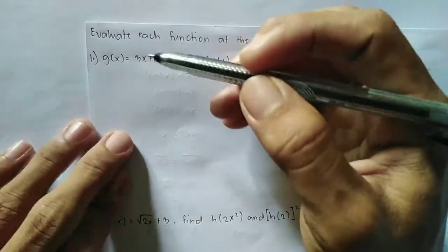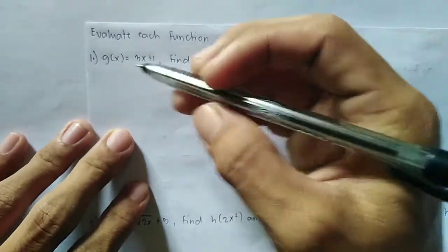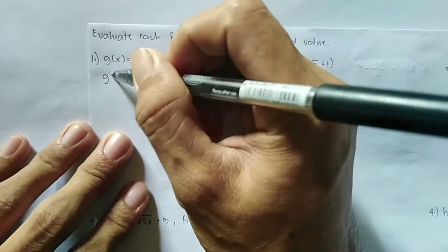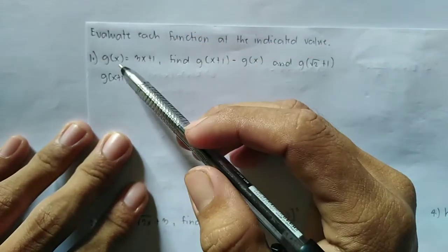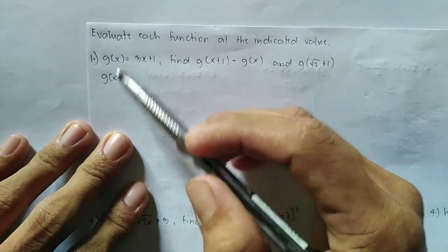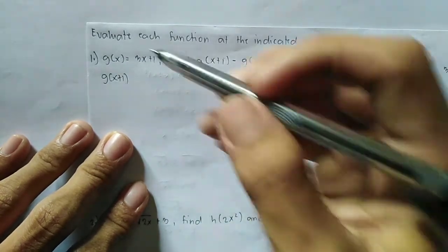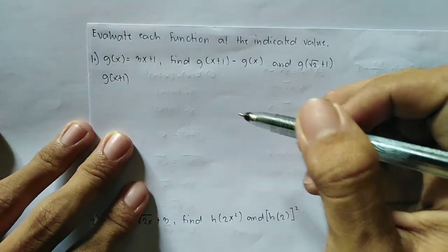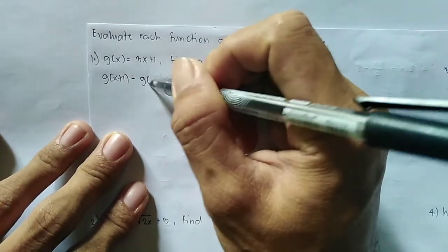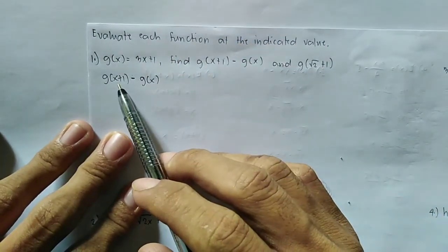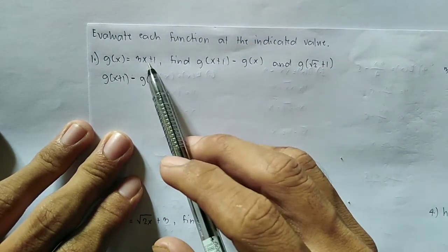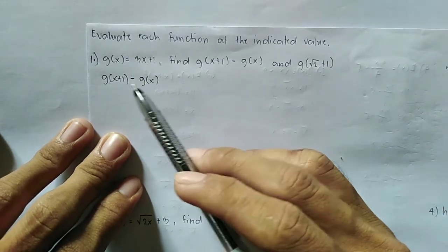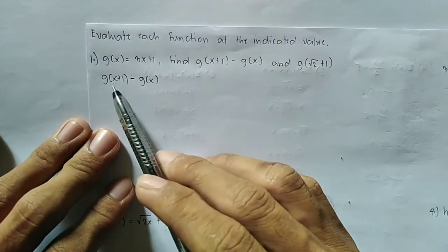So if we are going to write that, we will have g of x plus 1 using this function. So g of x plus 1, meaning to say we have to replace x in the given function with x plus 1. So we have minus g of x. In this case, after we substitute x plus 1 into the given function, we have to subtract the same function from the resulting function. So we have to follow this format.